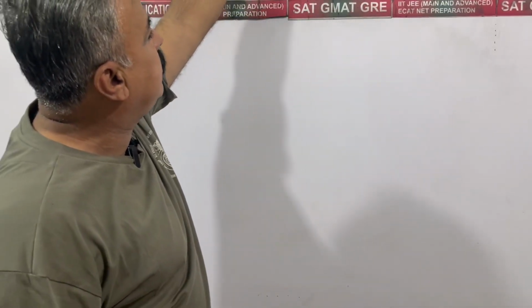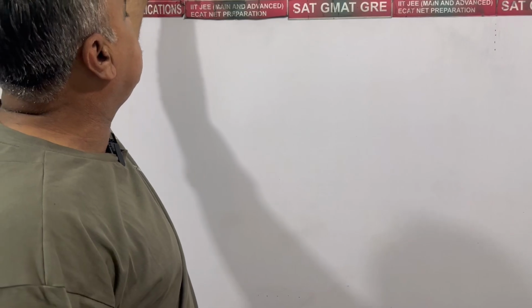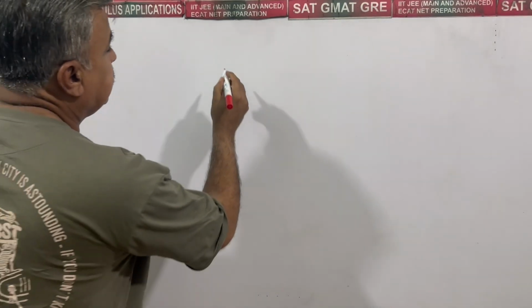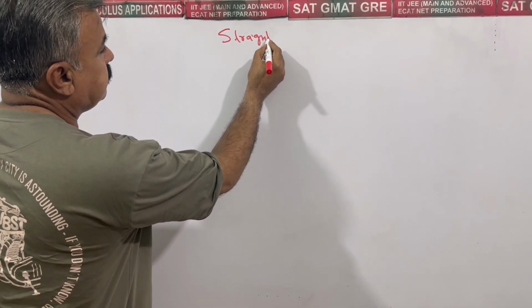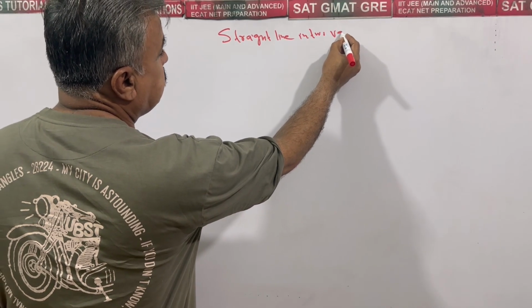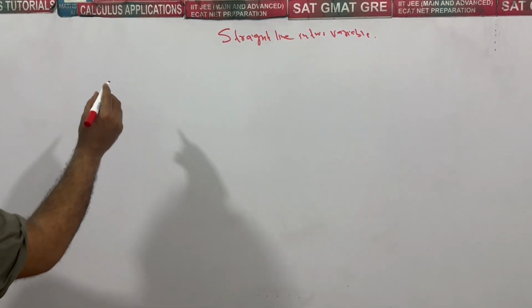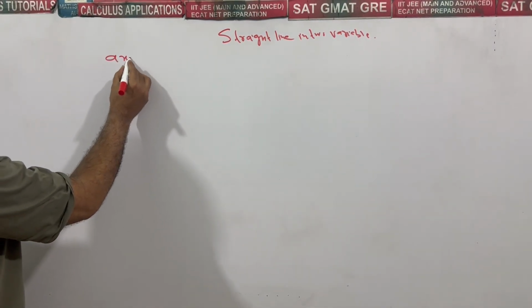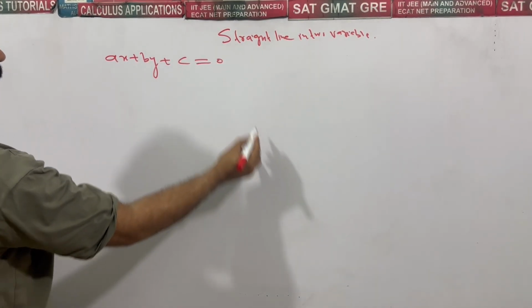Let's find out how to deal with a straight line in two variables, a straight line in two dimensions. Let me write the general form of the straight line. A straight line in two variables, or in two dimensions, has the general equation ax plus by plus c is equal to 0.